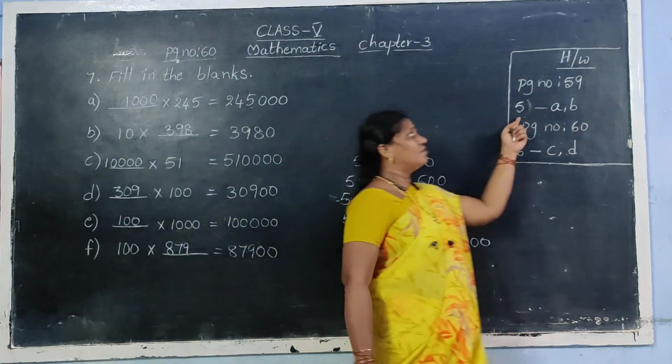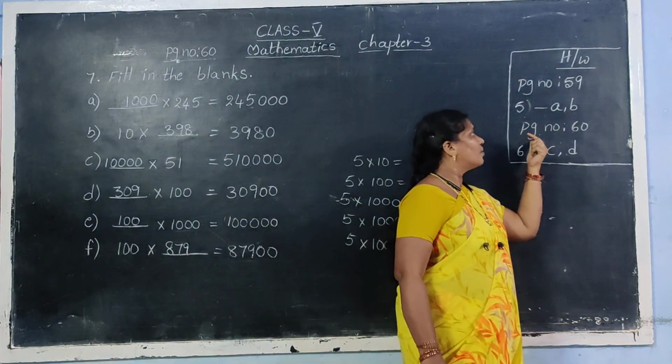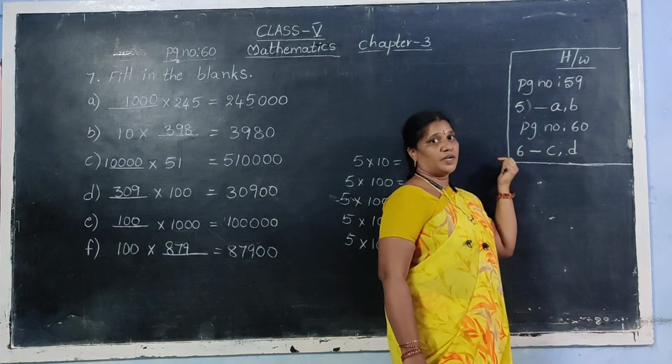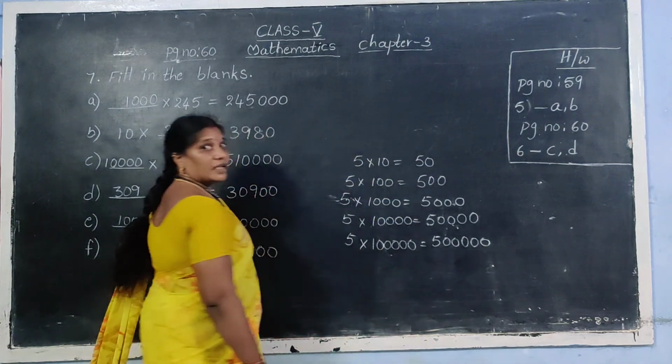Page number 59, fifth Roman A and B. Page number 60, sixth Roman C and D. Do it as homework. Practice these in rough notes.